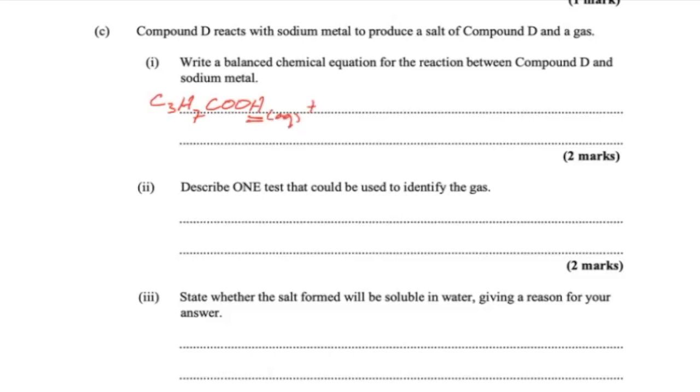If that's reacting with sodium, then when you actually get the salt, it's going to be C3H7COONa. Then we end up with hydrogen gas. And to balance everything, we would need two of that.